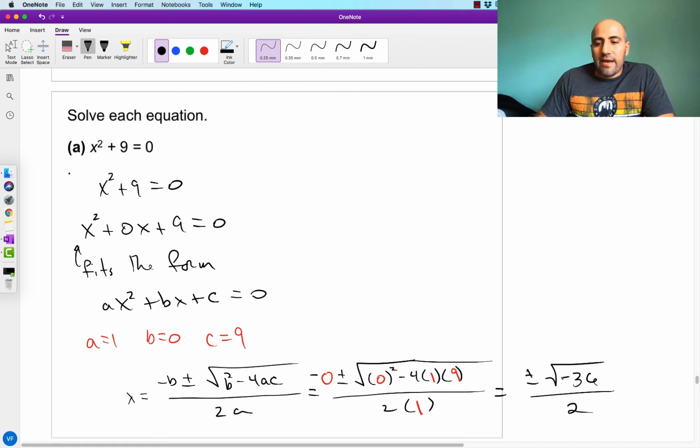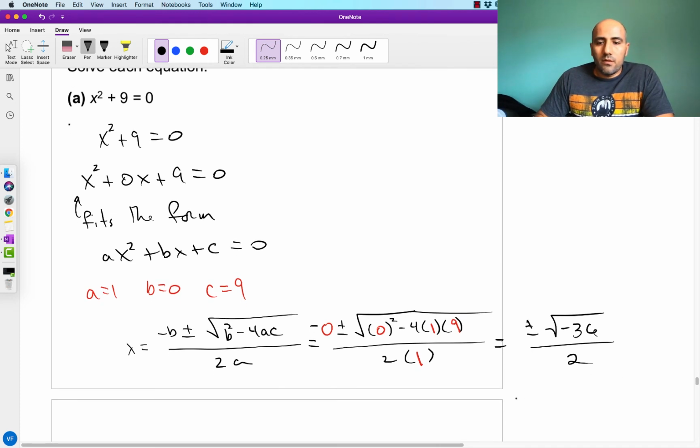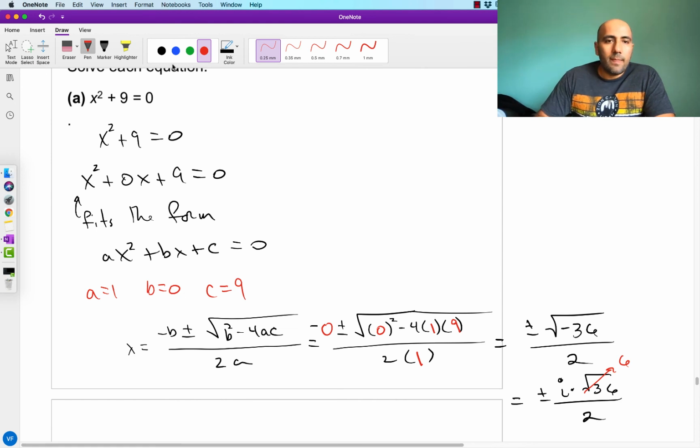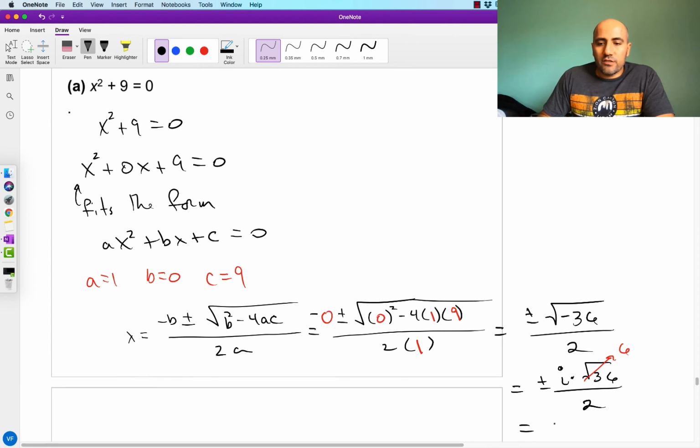And then we deal with that minus in there by pulling out an i, and so we end up with plus or minus i times the square root of 36 all over 2, and the square root of 36 is just going to be 6. So after all that work, we see that this is really just going to be plus or minus 3i.